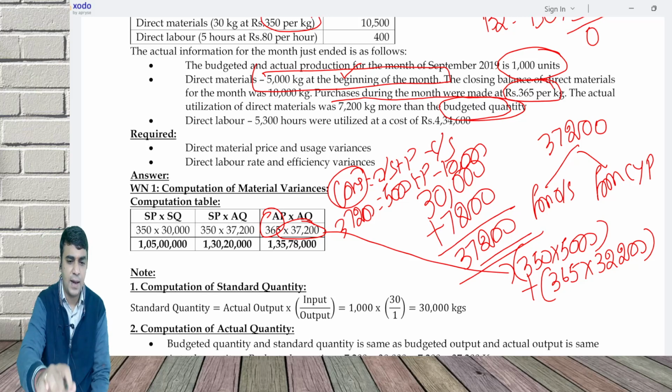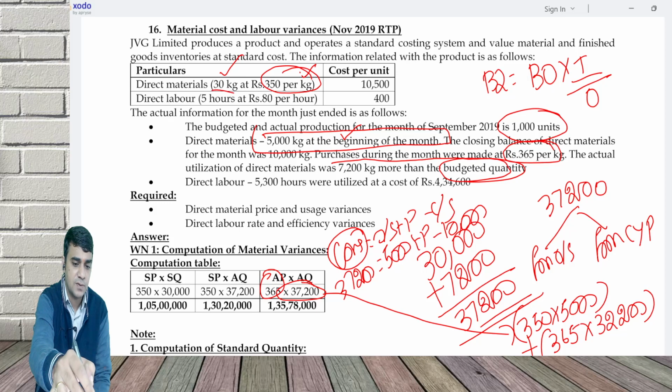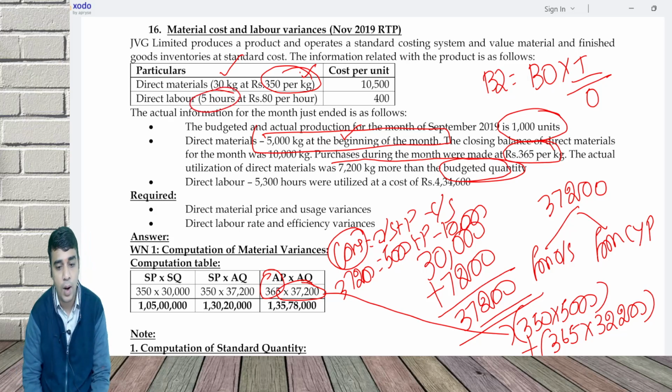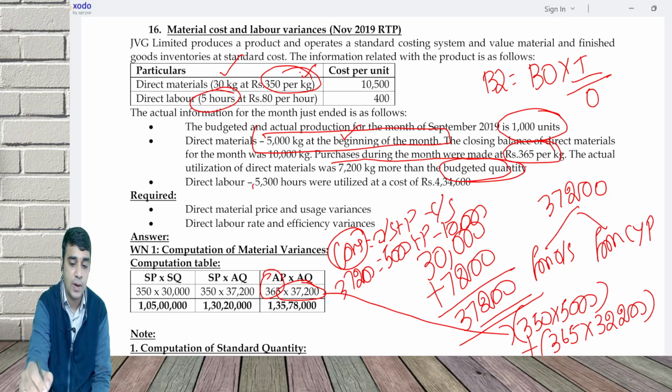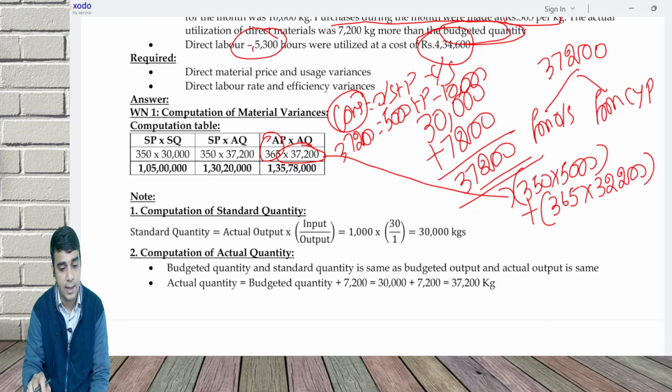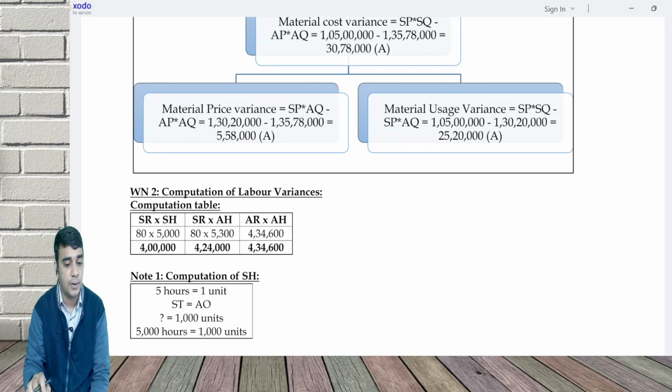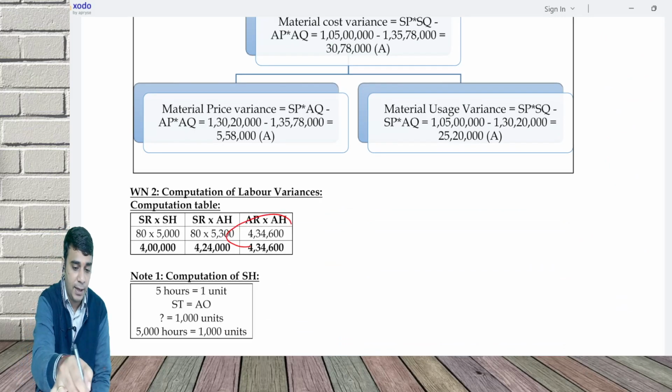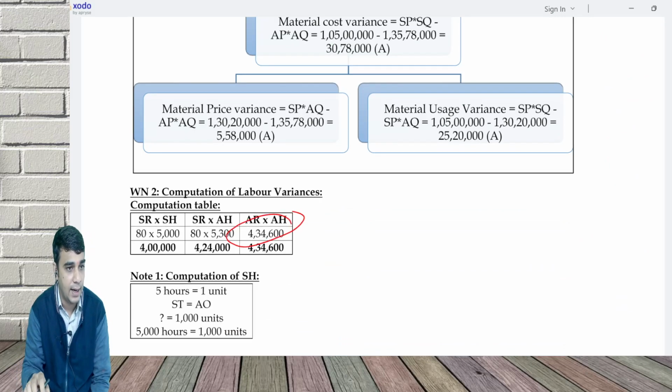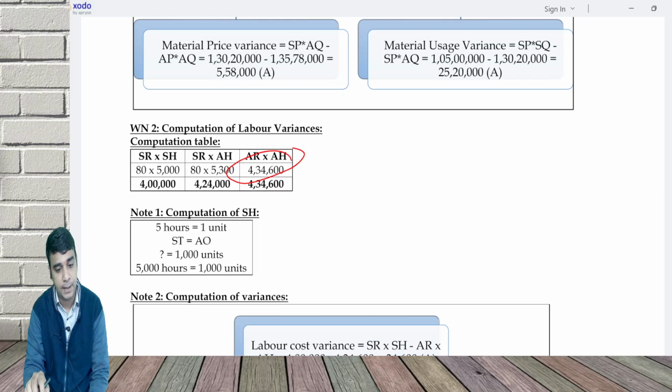Labor variance is fairly simple. Standard equation is 5 hours is equal to 1 unit. AO is 1000, so standard time is 5000. Standard rate is 80. Actual rate into actual hours is 434,600. Actual hours is 5,300. Any doubts on this? There's nothing for me to discuss in labor. I have not written the breakup here. Many a times I write it directly. Sometimes the question will specifically ask us to compute, so we write the breakup. Any doubts?